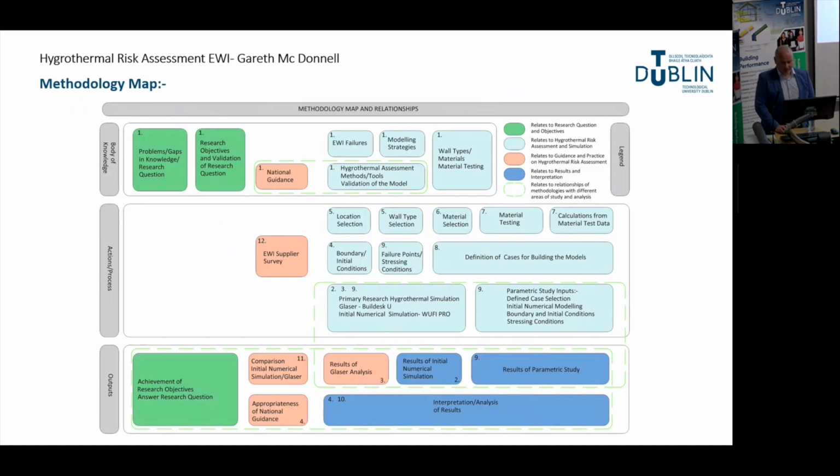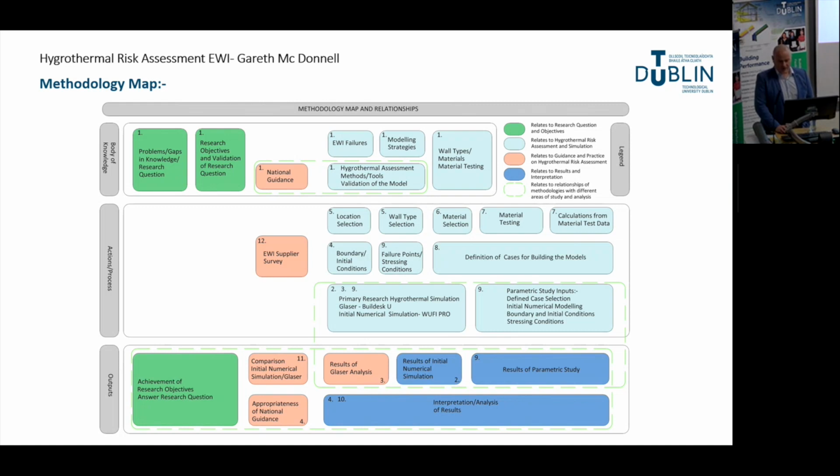So my methodology again was hydrothermal risk assessment. What I've tried to achieve with this diagram was to map the relationships within the overall methodology. The colours relate to the various facets of the research, and the broken lines indicate the linkages between those facets. Green relates to the research question and objectives. The light blue relates to the hydrothermal risk assessment and simulation. Pink relates to the guidance and practice on hydrothermal risk assessment, and the blue relates to results and interpretation.